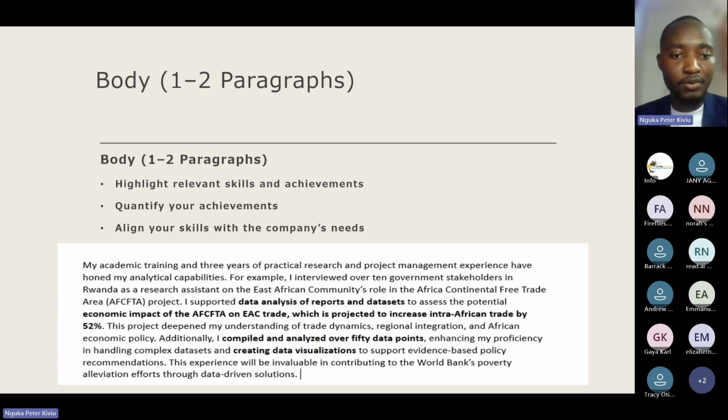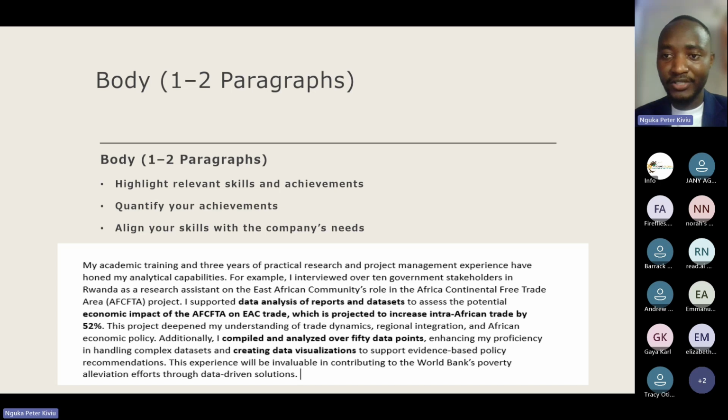Now we move to the body of the paragraph. Now in the first paragraph, you need to be able to highlight your relevant skills and achievements, to quantify your achievements, and to align your skills with the company needs.